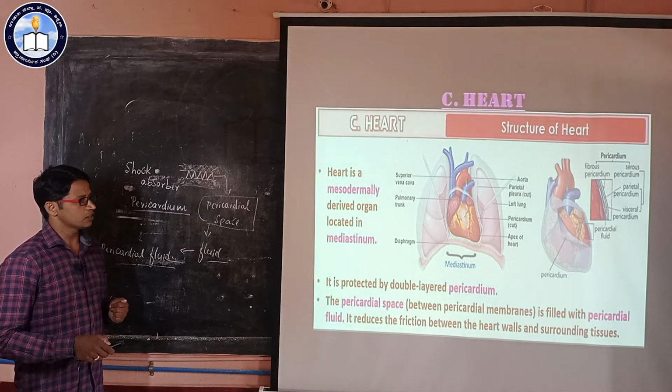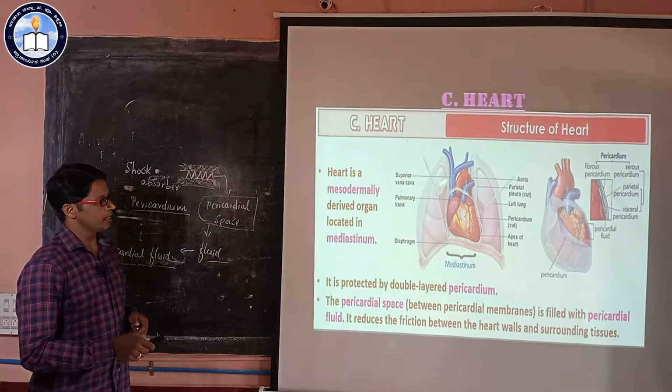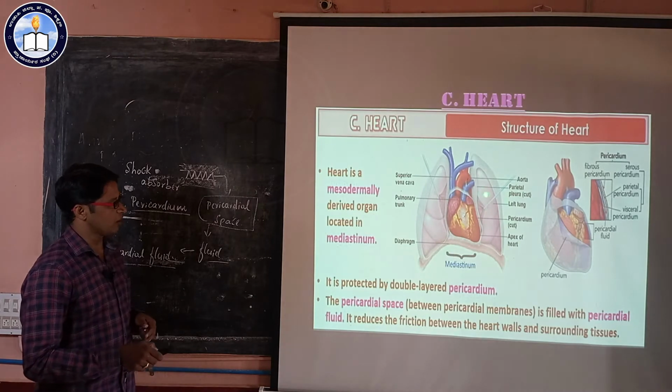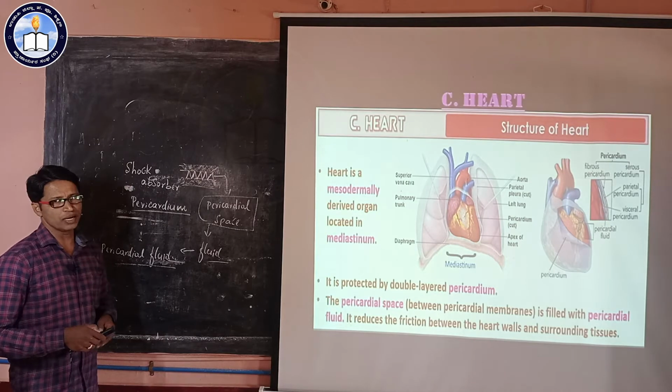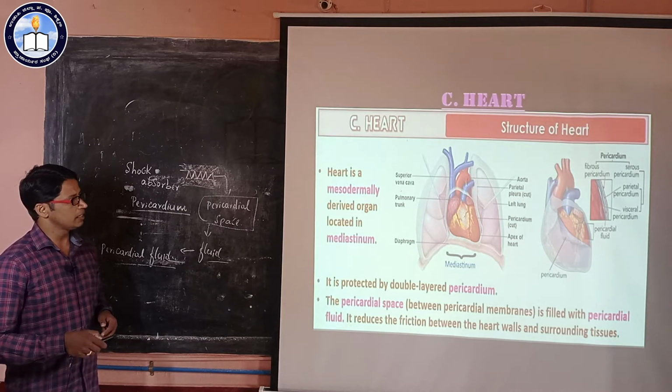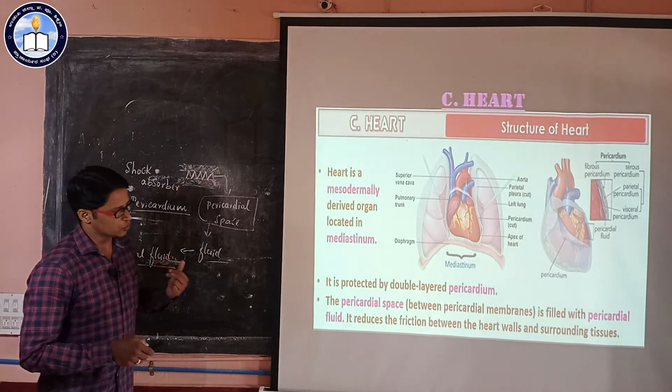right lung and the left lung, slightly tilted towards the left, and it is present in the thoracic cavity or chamber called the mediastinum. Our heart is a mesodermally derived organ. It is derived from mesoderm.